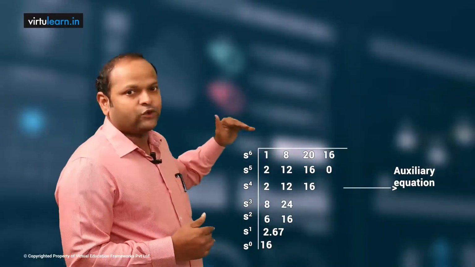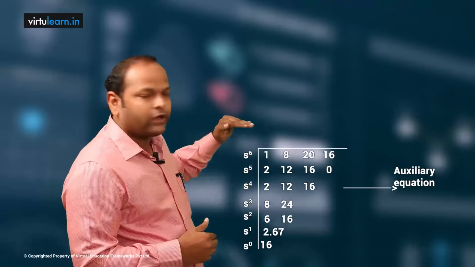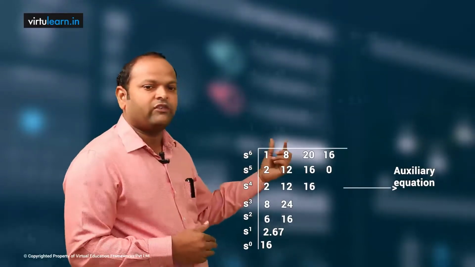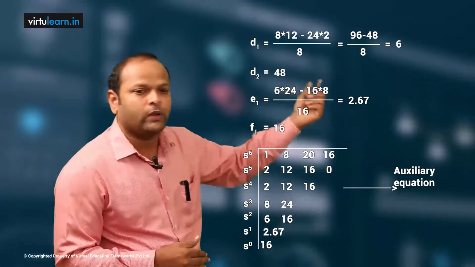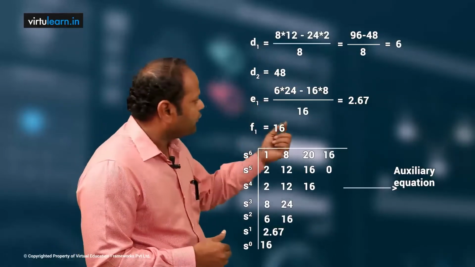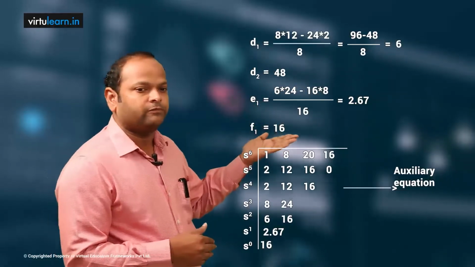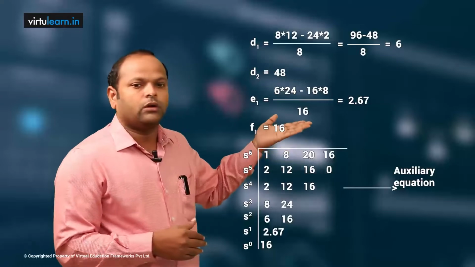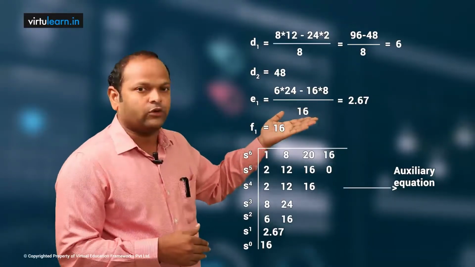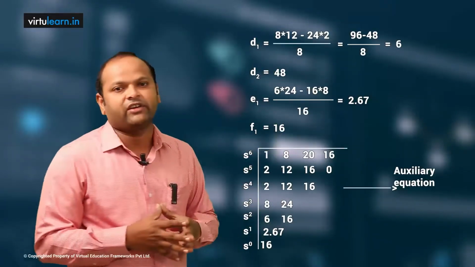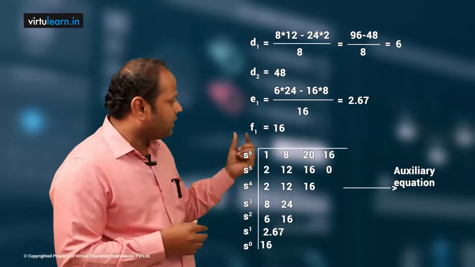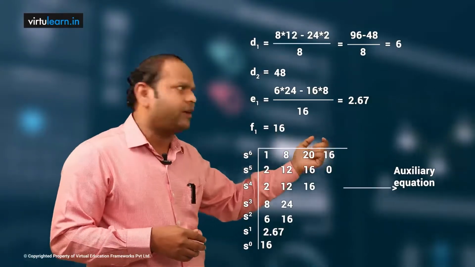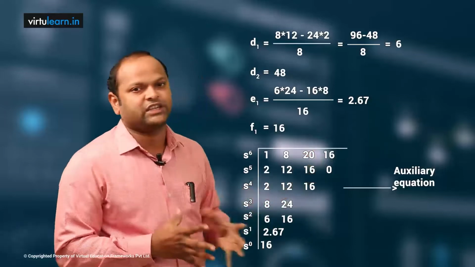So next the S square row. How do you calculate the S square row? S square row is D1. So D1 you can calculate: 8 into 12 minus 24 into 2, divided by the C1 element, which is 8. So that gives D1 equal to 6. Similarly, you can find D2. D2 need not be found out, you can directly take it from B3, that is 16 only.